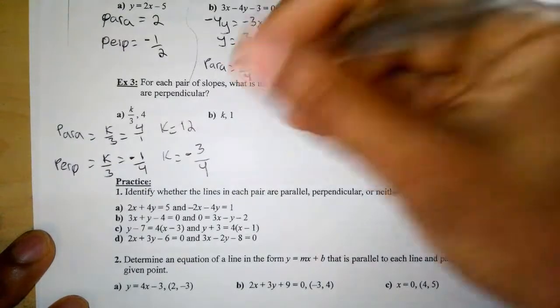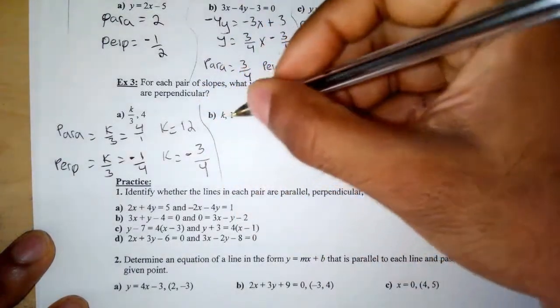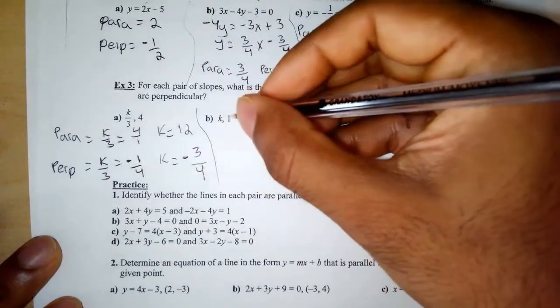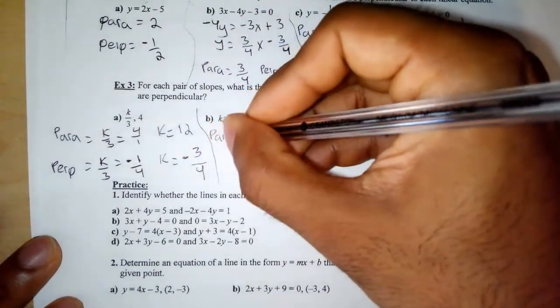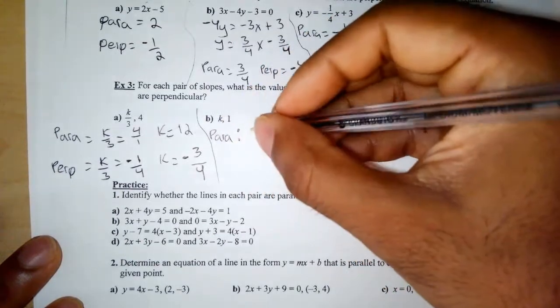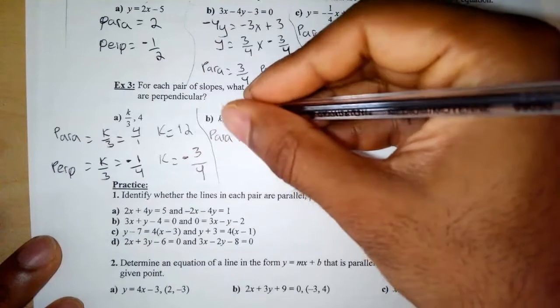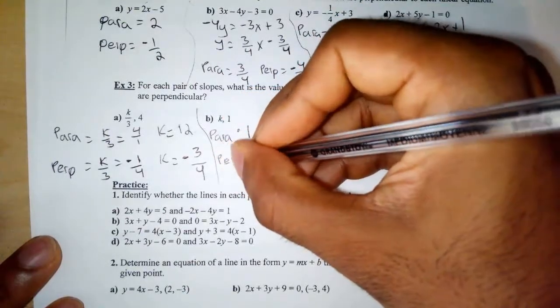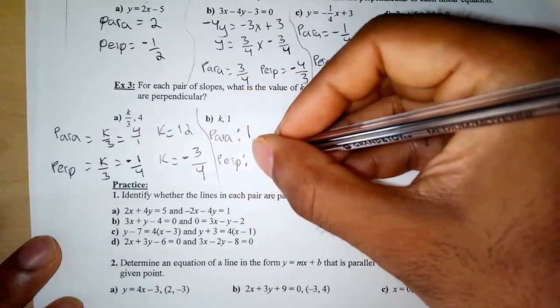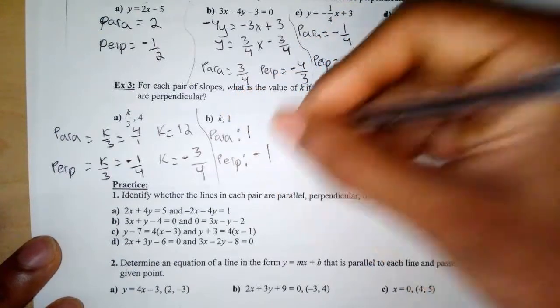Okay, so let's try that again. This one's a little bit easier. For parallel, k is going to equal simply 1, right? Because they're the same, 1 and 1. And for perpendicular, k is going to be the negative reciprocal of 1, which is negative 1.